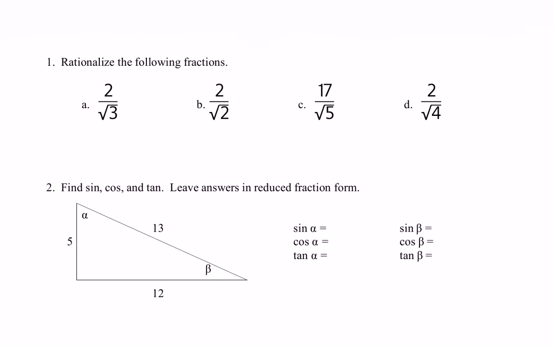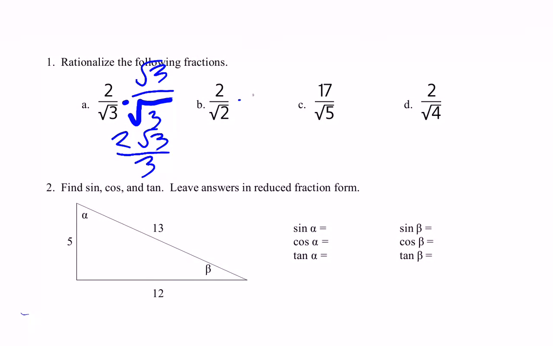So in the first one, I have a square root of 3 in the denominator. So that means that I want to multiply by a square root of 3 to get rid of that. But I can't just multiply the denominator by the square root of 3. I have to multiply the numerator by the square root of 3. And that will give me 2 square root of 3 over square root of 3 times square root of 3, which is just a plain old 3. So that ugly hot mess is my rationalized fraction.